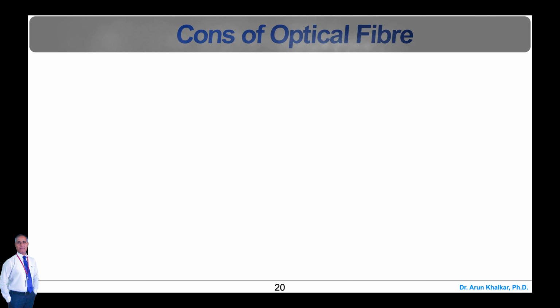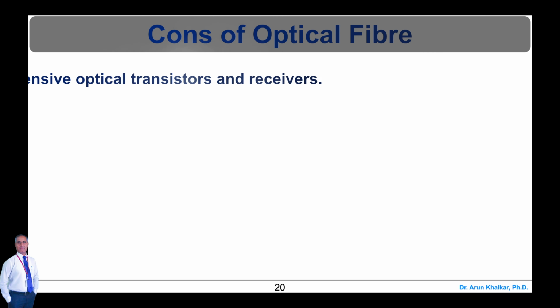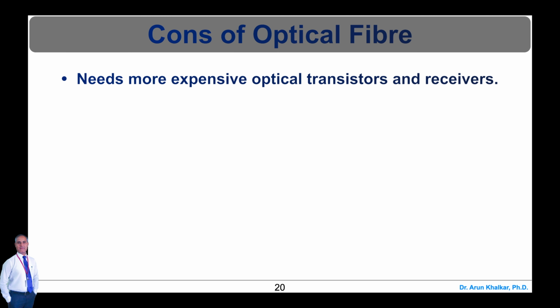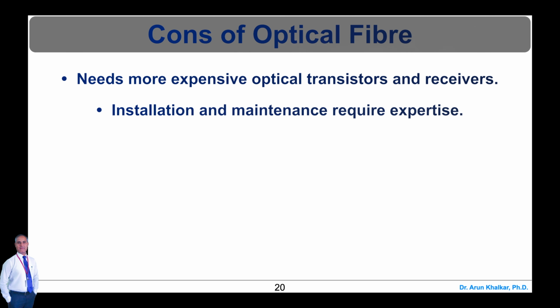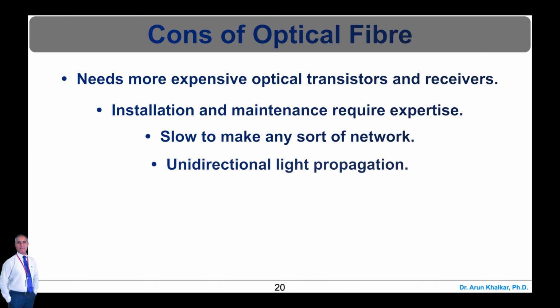Now let's see the cons of optical fiber, that is disadvantages of it. It needs more expensive optical transmitters and receivers. Installation and maintenance require expertise. It is slow to make any sort of network.